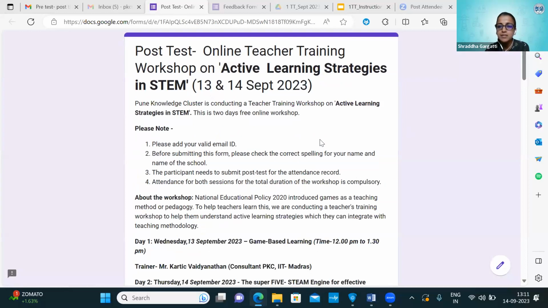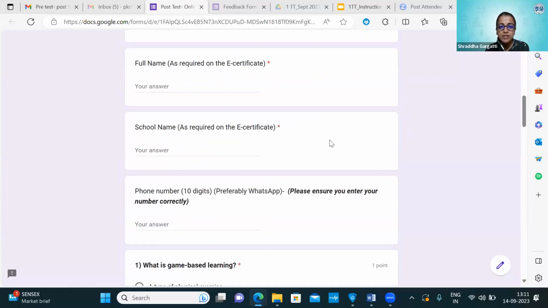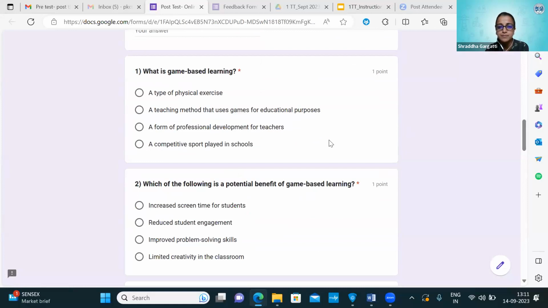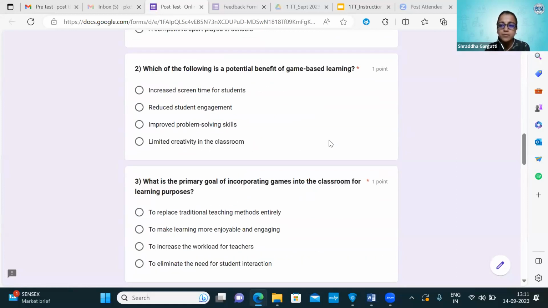So kindly check the correct spelling of your name for the certificate for both pre and post. You have submitted the pre yesterday and the post is now. And this is what the questionnaire looks like for the post test. So kindly use the link that is shared today for the post test. Kindly do not use the link that was shared yesterday.